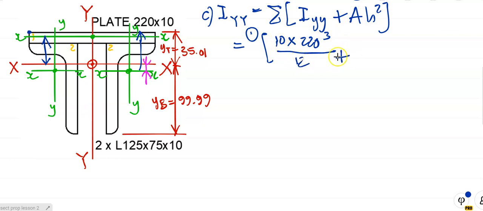Plus its area. What's the area? 2200 times, what's H? H is the distance from the centroid of the element to the centroid of the whole cross section, but the YY axis of the plate falls on the YY axis of the whole cross section, so H is naught for this one, and that term falls away. And you know what a lot of students do? They give it a value because they see a value and you get it wrong. Okay, it's naught for the plate. Plus.